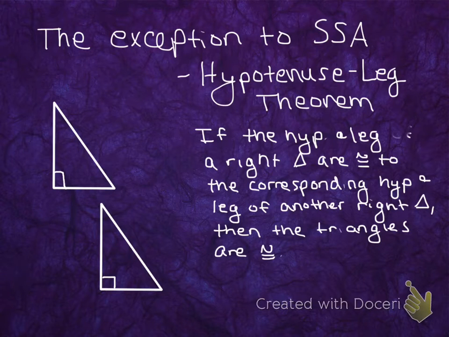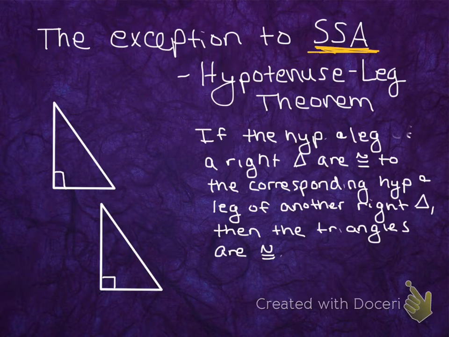In the last video and in class on Friday, we talked about the ways that we can prove triangles congruent without knowing all sides are congruent and all angles are congruent. And if you remember, one of the things that we talked about is this SSA. We had a problem where we knew that two sides and a non-included angle were congruent.